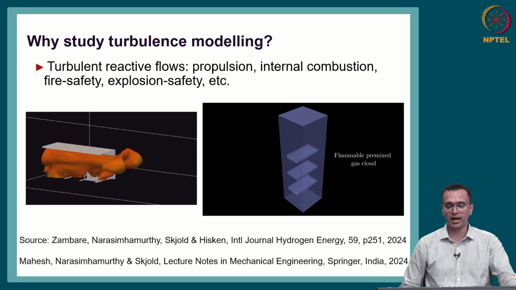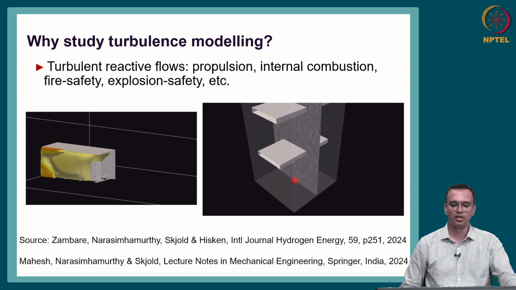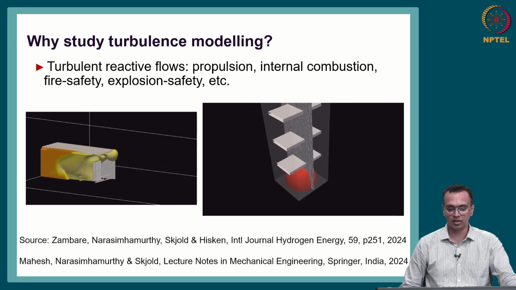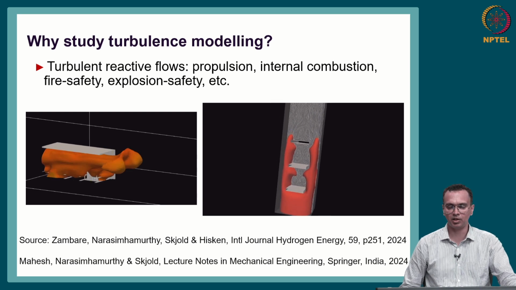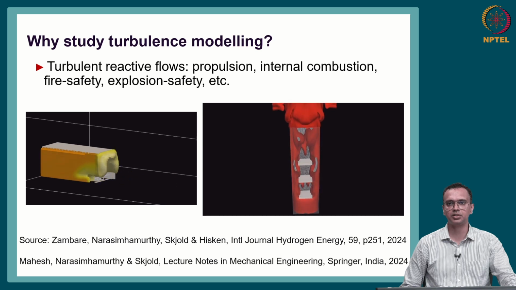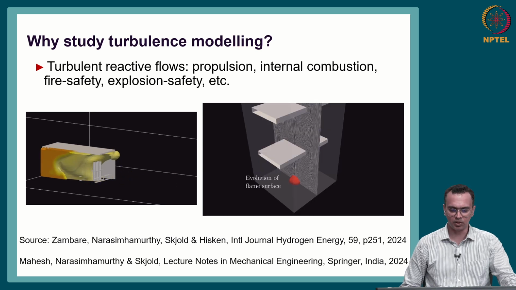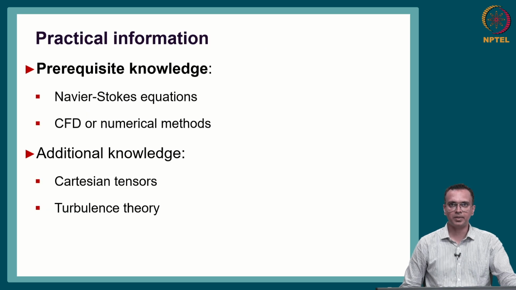And also turbulent reactive flows. This could be aerospace propulsion, or internal combustion in an engine, or fire and explosion safety, and so on. So how turbulence interacts with chemical reactions becomes very important from an application point of view. So there is a wide range of applications. This is just a few studies that we have been looking into. There are obviously a lot of applications where turbulence plays a very important role, and it's important to study turbulence.